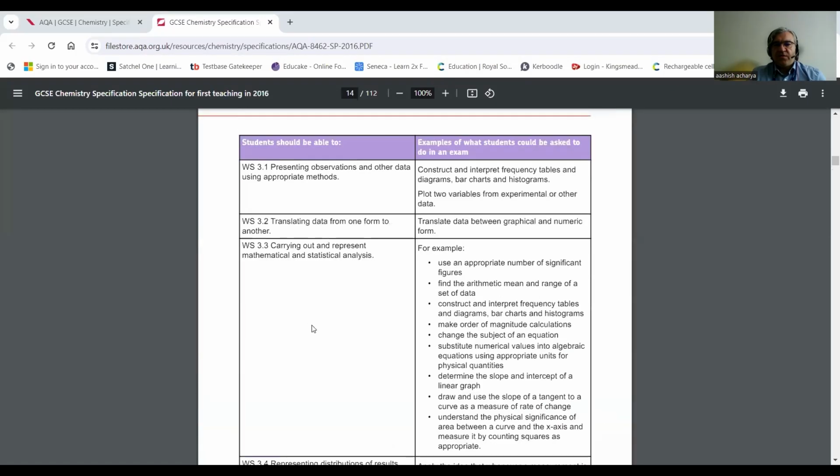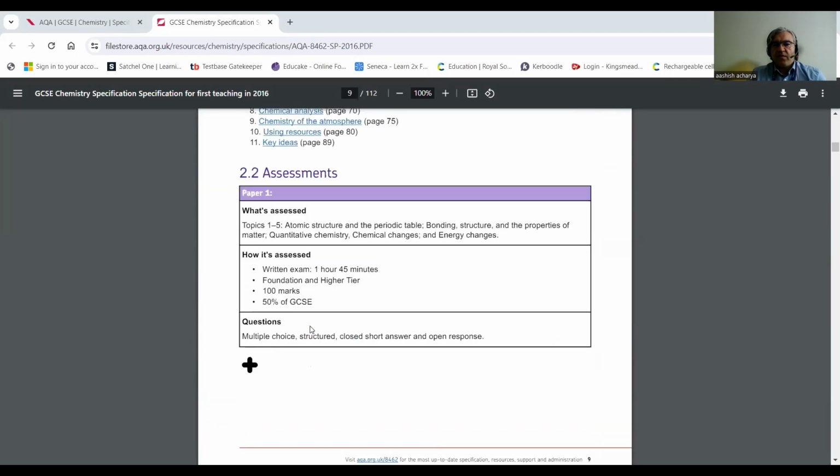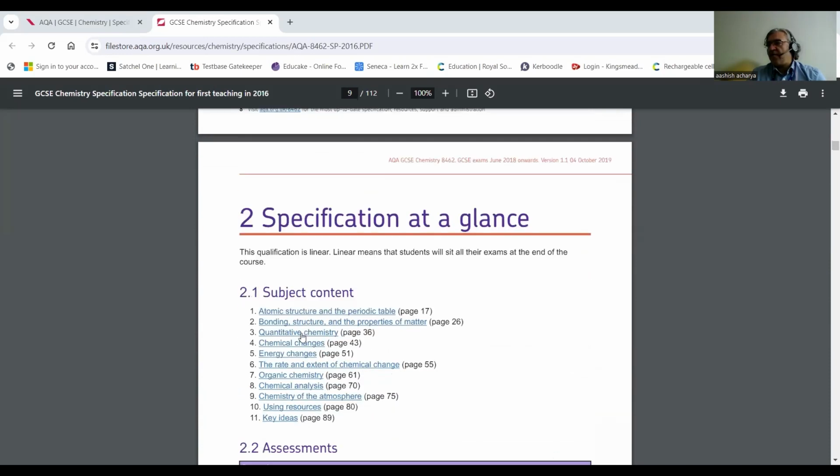Notice that the specification tells you quite a few important things, and it's always worthwhile going back onto this to have an idea to finalize a revision. So we're going to start with atomic structure, discuss something in bonding, maybe look at something quantitative, look at chemical changes, and then finally energy changes. Let's start with atomic structure.